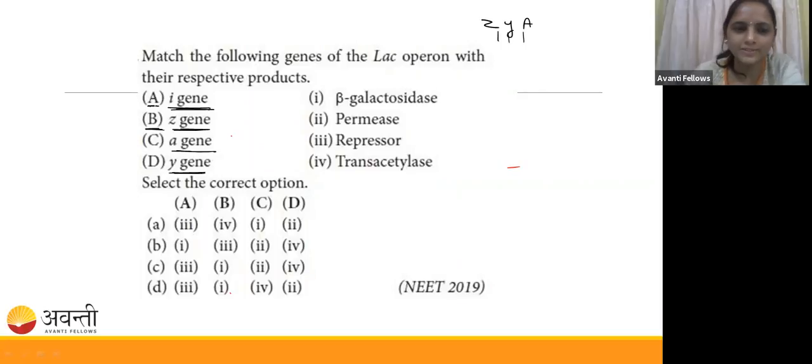Okay, guys. Okay, Prachi, very good. So here the correct option is option D, right? We know that the I gene codes for the repressor, so for the I gene, the fourth option is correct. For the Z gene, the first one is correct. For the A gene, the fourth one is correct. And the Y gene codes for the permease, and 2 is correct. Very good, Prachi. The correct option is option D.